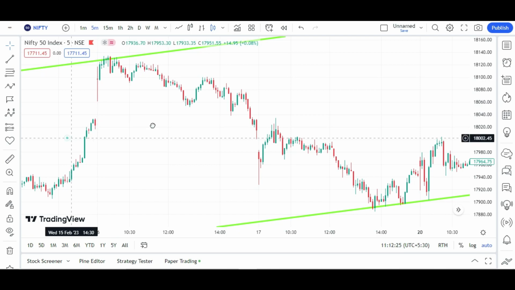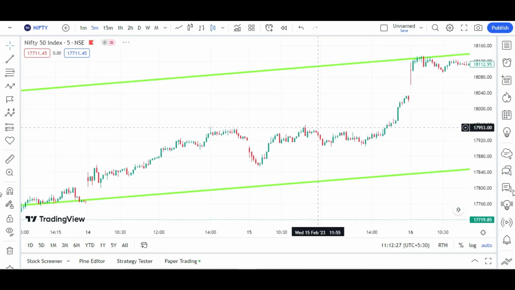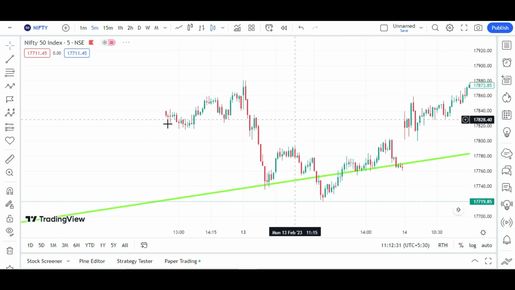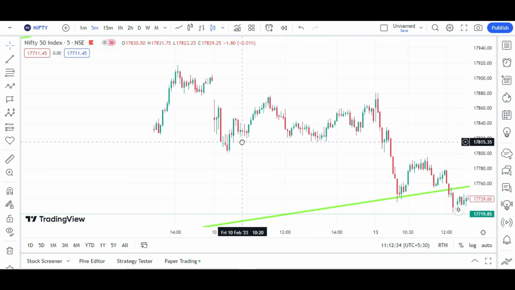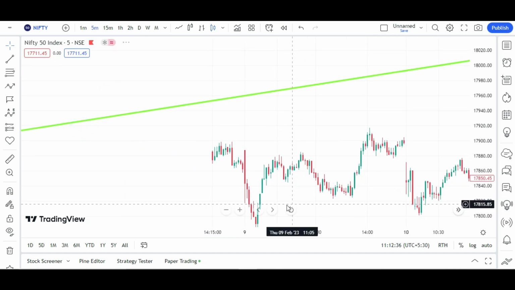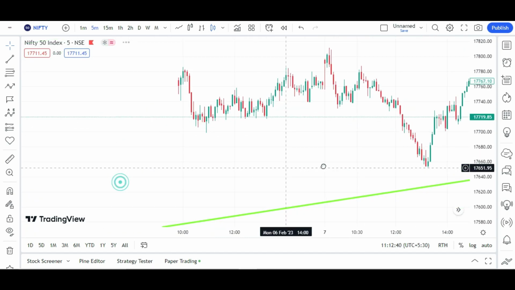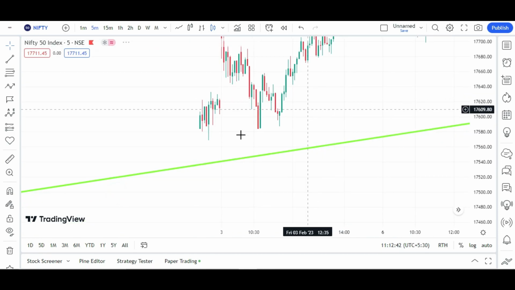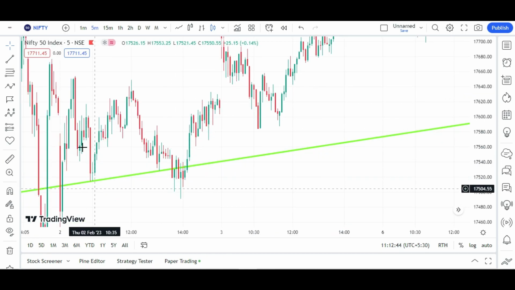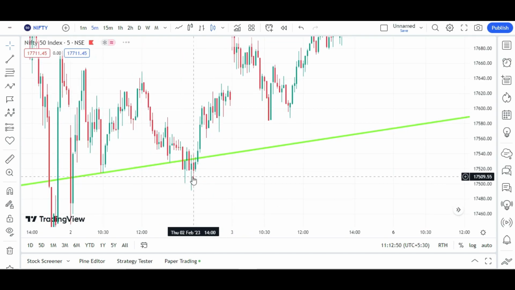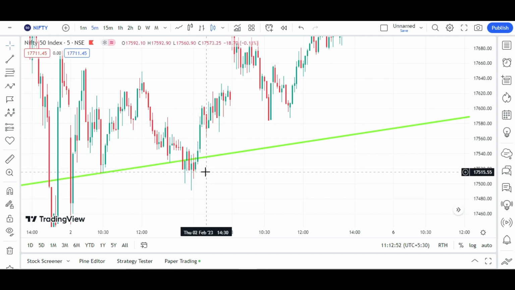So what we are going to do for taking entry is enter or exit near the trend line. You can see that this is the trend line here, so we are going to look for entry. This is a bullish pattern. You may not be able to see it, but this is some kind of rejection.